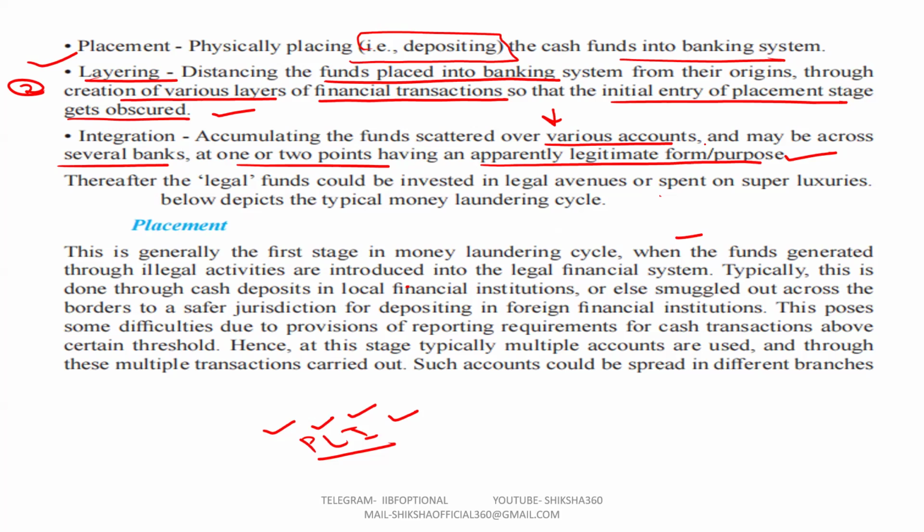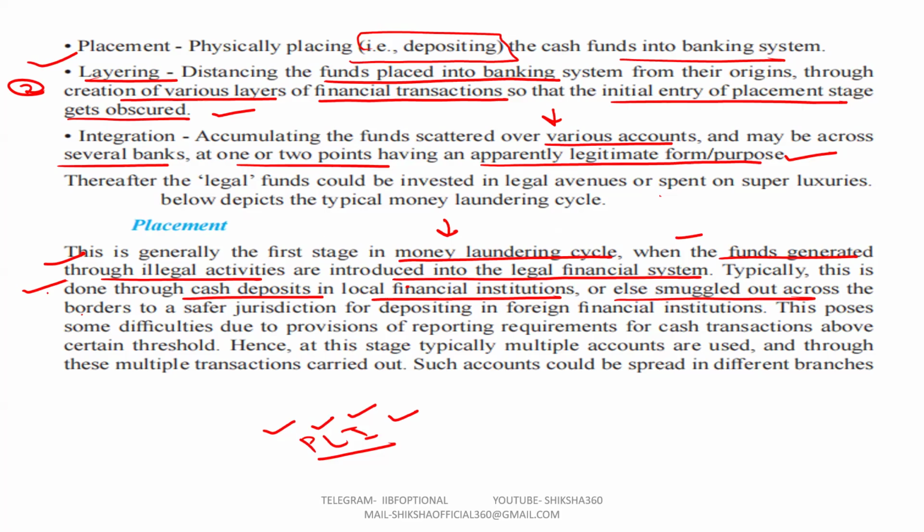Now next one, in detail we will discuss. First of all, we will discuss the placement. This is generally the first stage in the money laundering cycle, when the funds generated through illegal activities are introduced into the legal financial system. Typically, this is done through cash deposits in local financial institutions, or else smuggled out across the borders to a safer jurisdiction for depositing in foreign financial institutions. Either they are used in the same country or in another country.